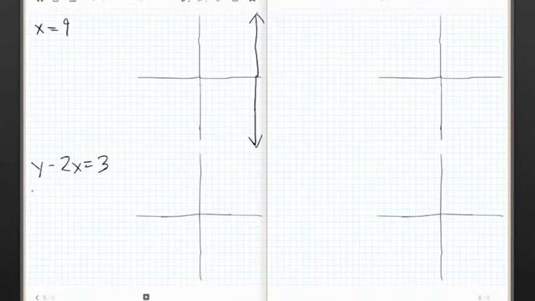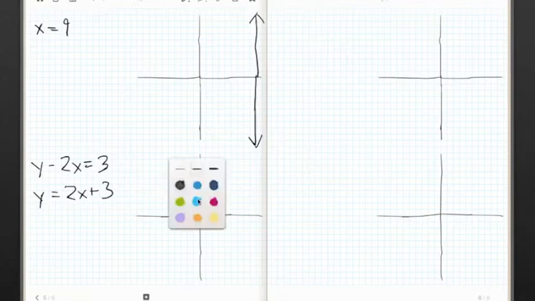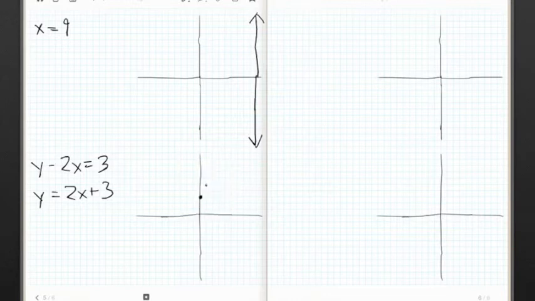So let's move the -2x over to the other side, and we'll get y equals positive 2x plus 3. And now we can very easily graph this. We have a y-intercept of 3. And we're going to have a slope of 2. Looks something like that.